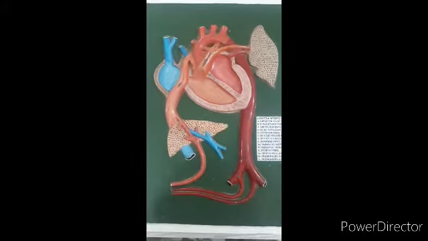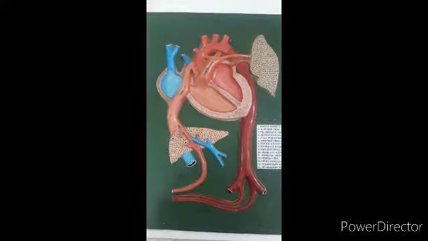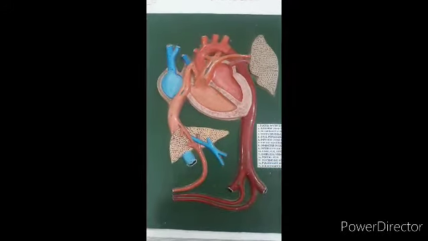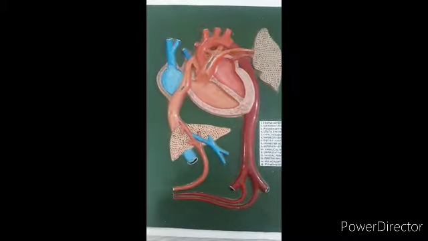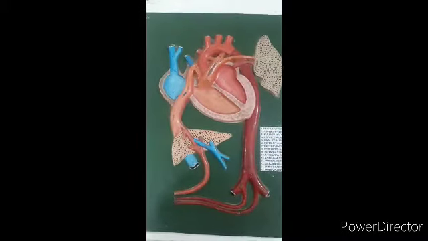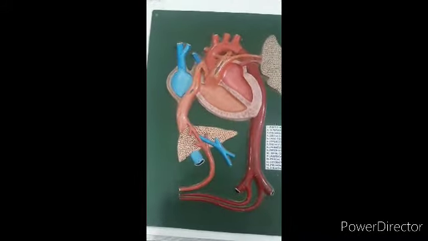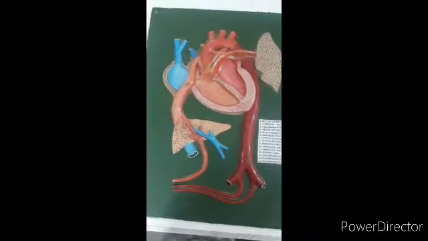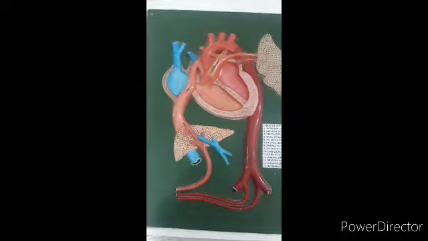Hello friends, this is the model of fetal circulation, or you can say the human blood circulation before birth. The circulation in the fetus is essentially the same as in the adult except for the following changes. Number one, the source of the oxygenated blood is not the lungs but the placenta.